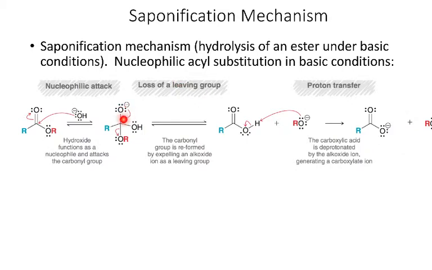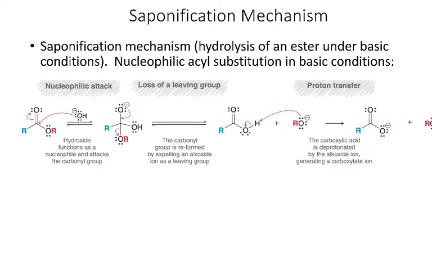We'll reform the carbonyl double bond. The alkoxy group pops off as the leaving group. Now, we've made the carboxylic acid, but because we're in basic conditions, we've got sodium hydroxide, or now this alkoxy ion roaming around, it's going to deprotonate any carboxylic acid that we form. And so we're going to end up with a carboxylate ion.